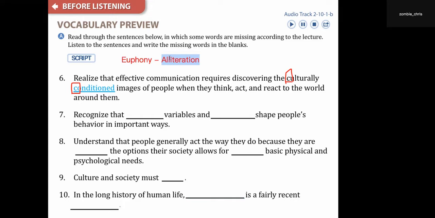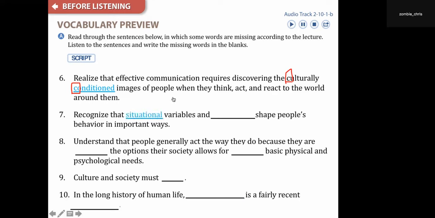It's a common device used in literature and in public speaking as well, when you want to make your spoken language sound just a little bit more attractive, a little bit more pleasant. So we could say culturally trained, but because of the alliteration, we would say culturally conditioned.